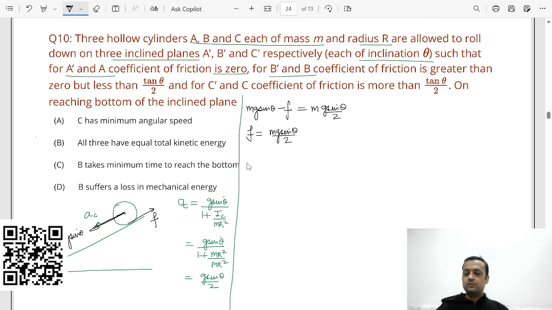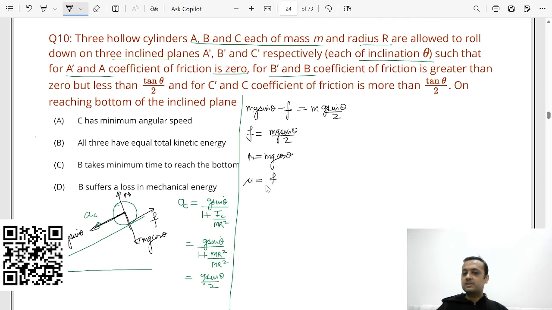Okay, now let us see what is the normal reaction present here. The normal reaction will definitely be balancing mg cos theta, right? So we can say that the normal reaction is equal to mg cos theta here. So that means how much is the friction required? Mg sin theta by 2. Now what does that mean? How much is the mu required?